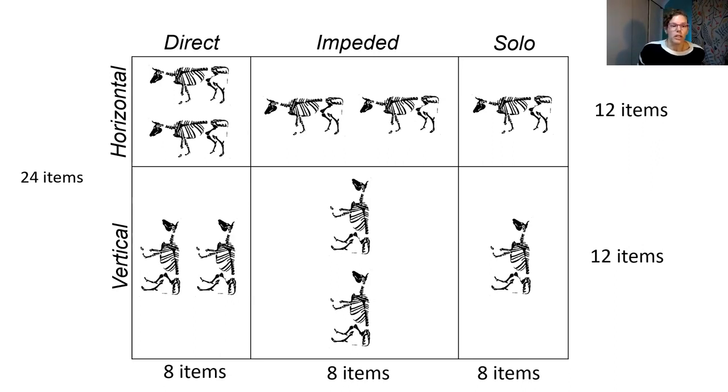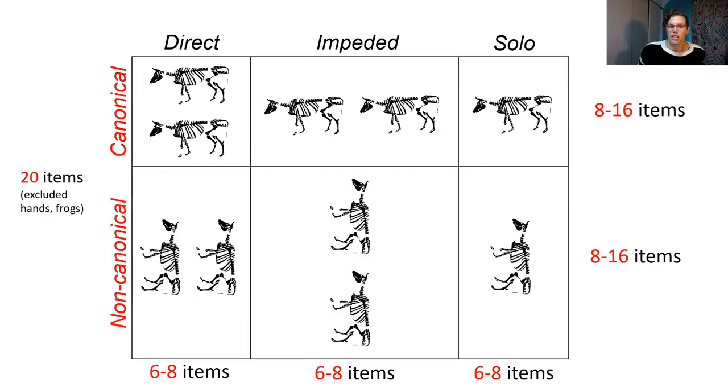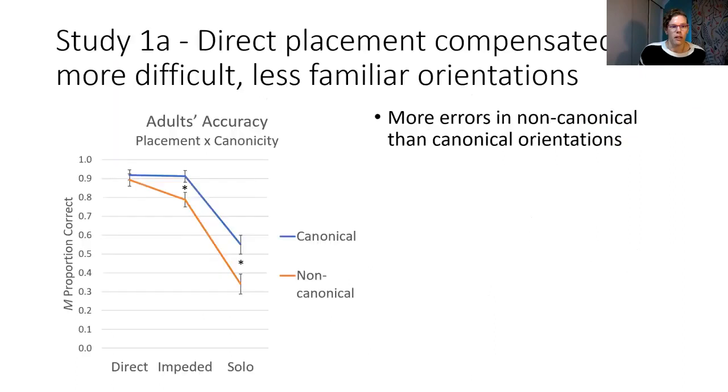So we looked at stimuli according to whether they were presented in a canonical or non-canonical orientation. This is just a subset of the items. There were a few items that didn't really have a canonical orientation that we excluded. And we reanalyzed the data looking at it this way. So again, this is the adults, same graph as before, but now the lines in blue are the items in canonical orientations, and orange are the non-canonical items. And we see, as we expected, that the non-canonical items were just generally harder than the canonical ones, right? Vertical cows were just harder than horizontal cows.